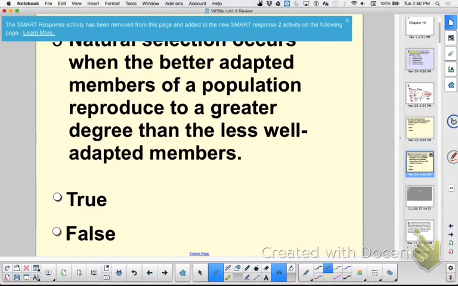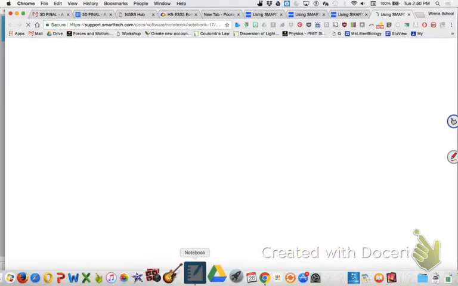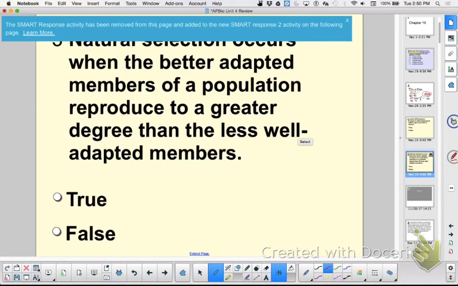Maybe it's going to do that every time. I don't want to learn more. Okay. Natural selection occurs. There we go. Do you agree with that? True? Okay.